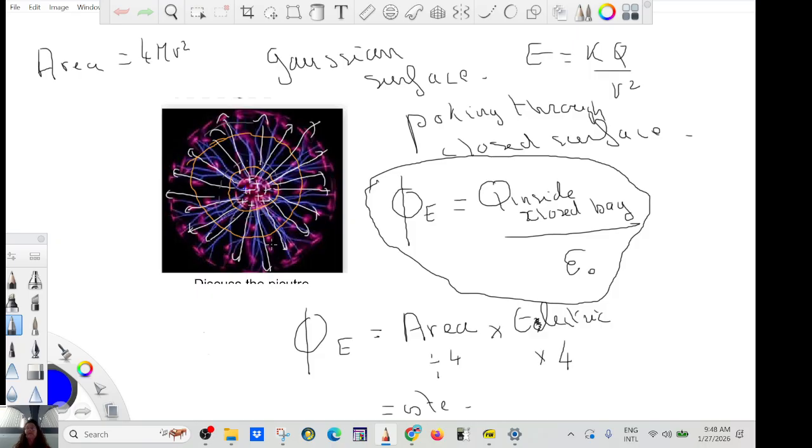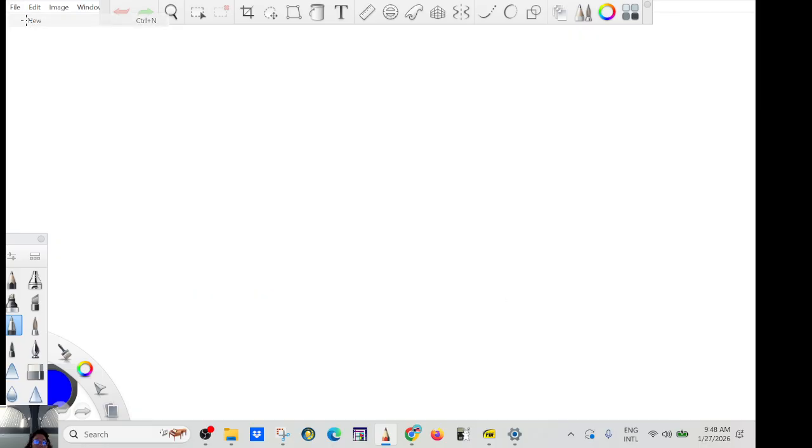So the idea is to take a nice bag. You want a spherical bag, you want a cylindrical bag, but you don't want just any bag, because otherwise it gets very complicated. Okay, so we're going to see, just to show you the idea.